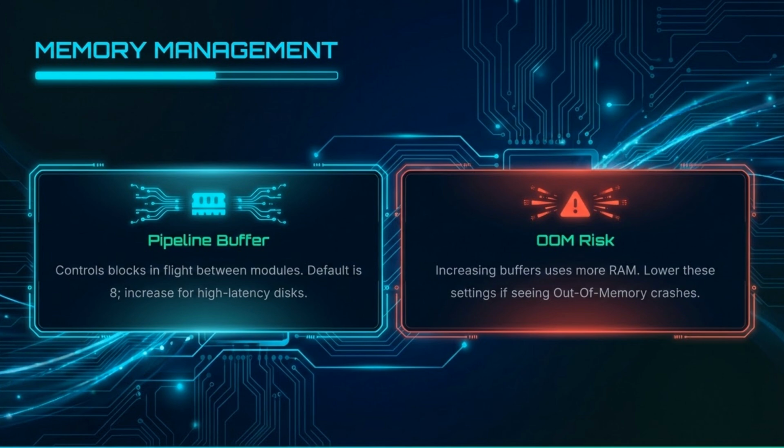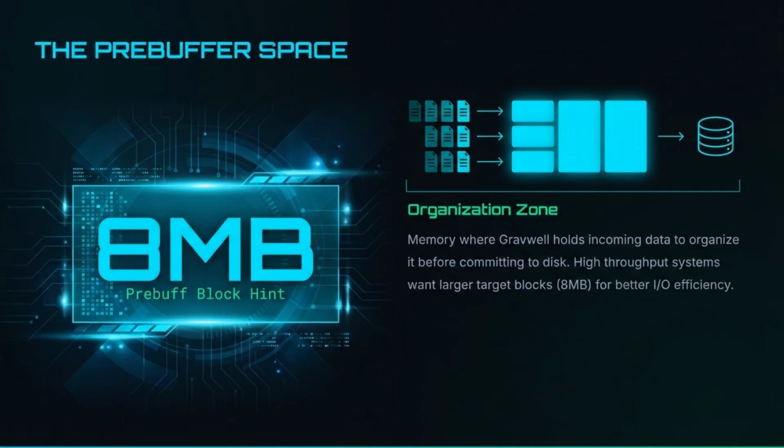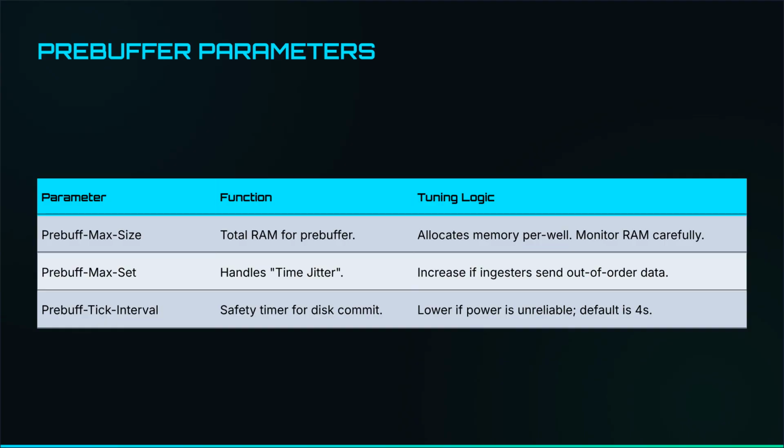In memory management, the pipeline buffer controls data blocks between modules. Increasing buffers uses more RAM and risks out of memory, or OOM, crashes. Adjust these settings carefully. The pre-buffer space is where Gravwell organizes incoming data before committing to disk. High-throughput systems benefit from larger target blocks, like 8 megabytes, for better I/O efficiency. Pre-buff parameters include pre-buff max size for total RAM, pre-buff max set for handling time jitter, and pre-buff tick interval as a safety timer for disk commit.